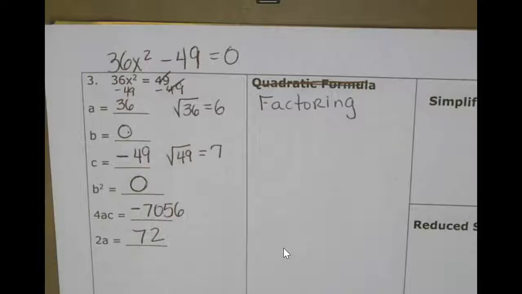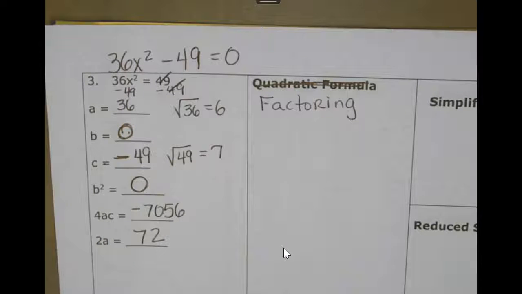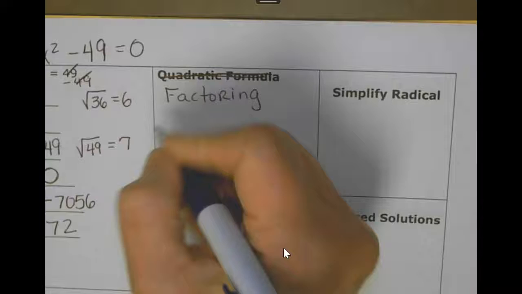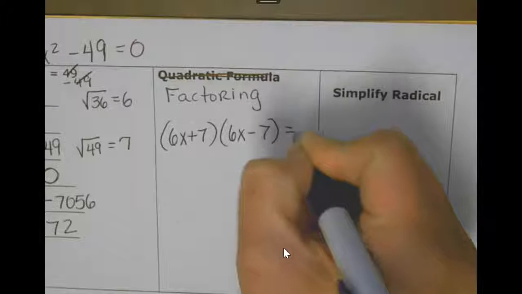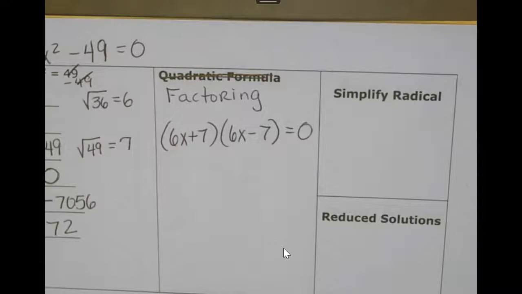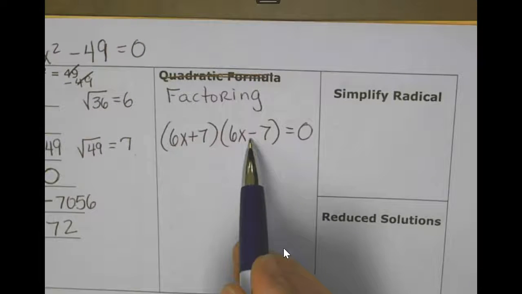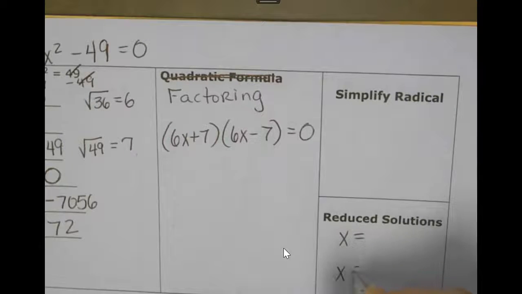And you can use this pattern because B is 0 and C is negative, and these are perfect squares. If you have perfect squares and B is 0 and C is negative, it will factor like this. Where did I get the 6 and the 7? And this is plus and minus, so that when you did the box problem, those x terms would cancel out. Now this is not solved. This is factored. Solving means find the two answers.